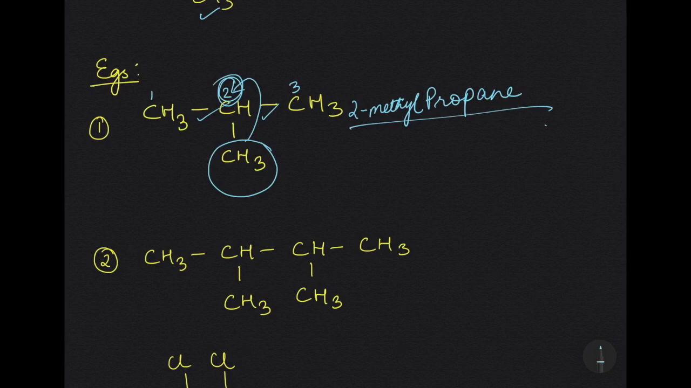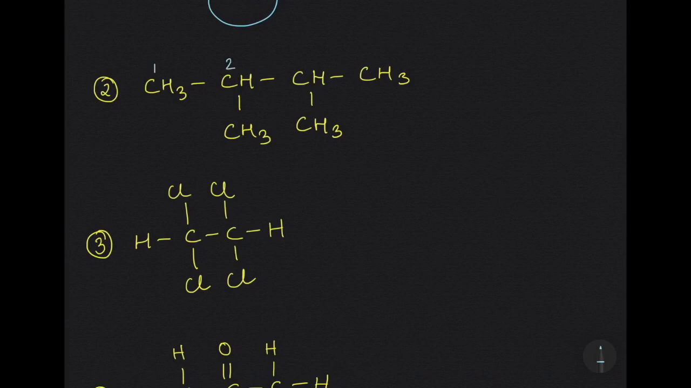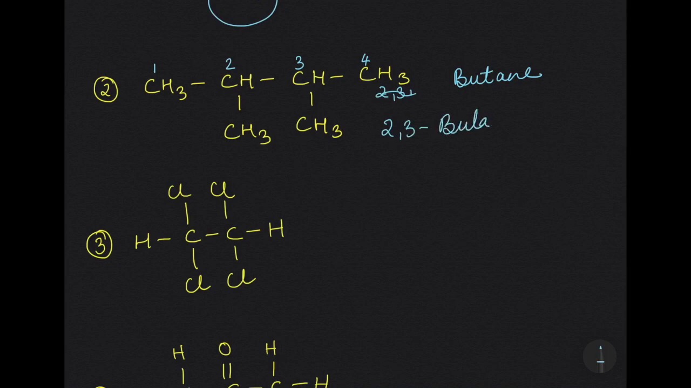Okay, now moving on to the next example. Again, you have to number the carbon atoms: 1, 2, 3, 4, and you see that since it is 4, what is the root name? But, all single bond, butane. So where do you have the methyl groups attached? In 2 and 3. So 2, 3-dimethylbutane.